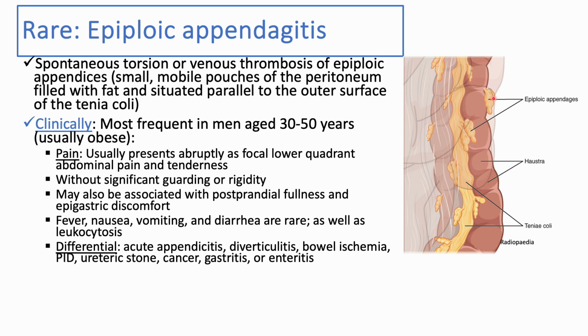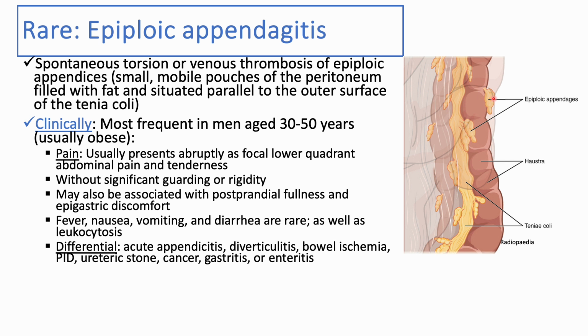As you can expect, some fever, nausea, vomiting, non-specific GI symptoms, and diarrhea can happen. Not very common, but they can happen. And you expect some leukocytosis as well. Based on where these appendices are situated, the differential will include organs in that area.